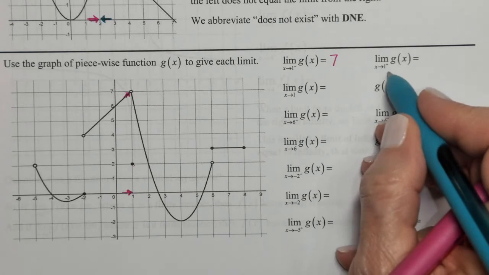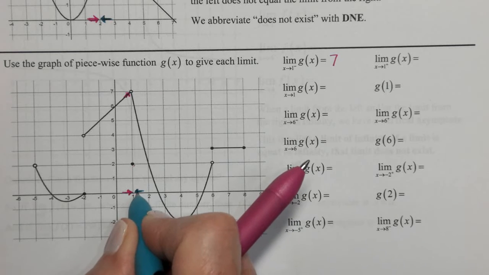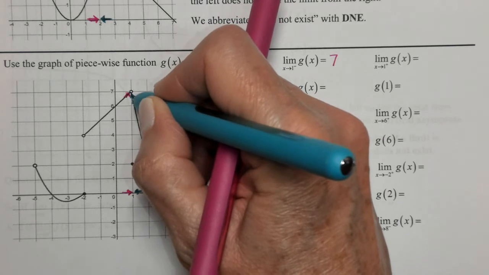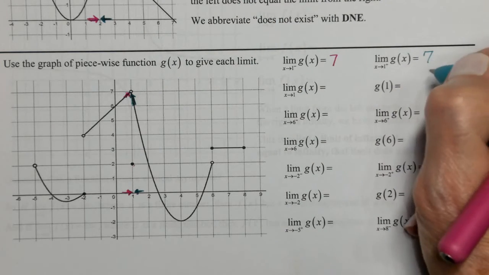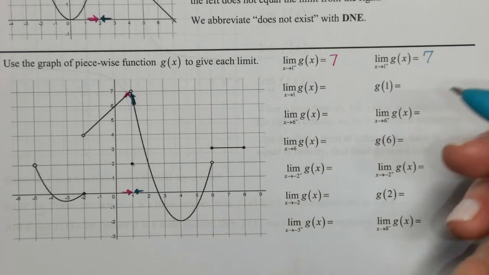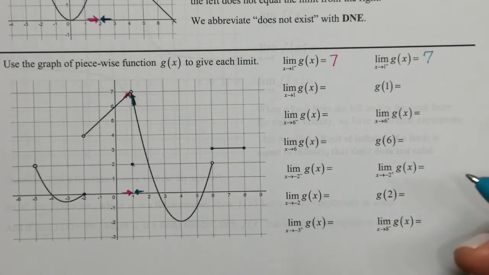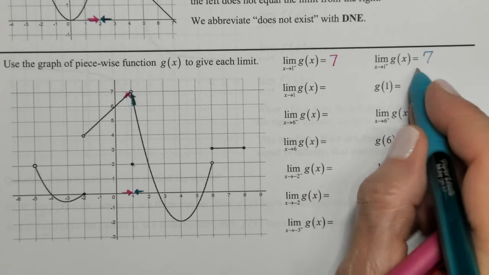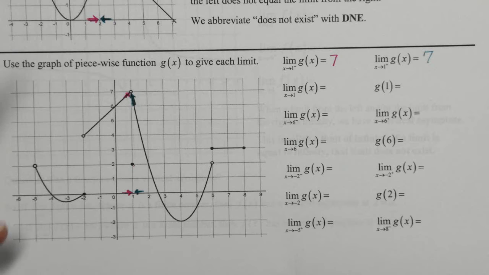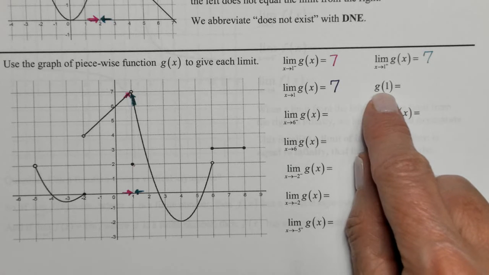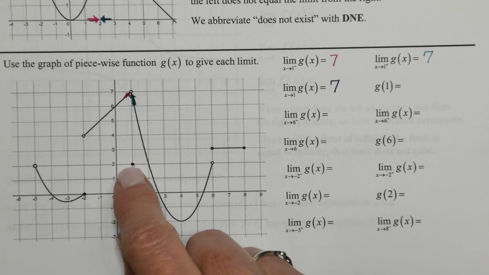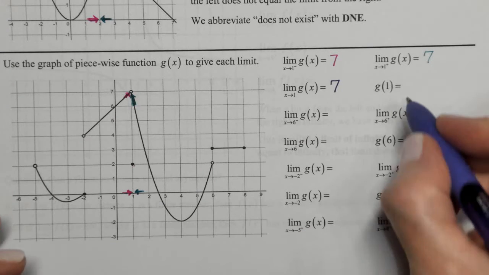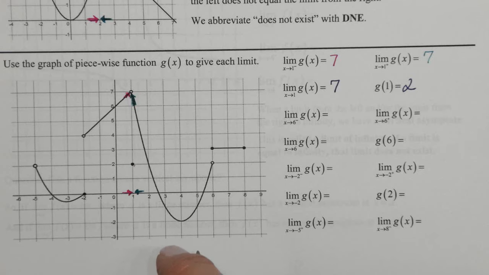Let's go to 1 from the right-hand side. From the right-hand side, the function value is still approaching 7. It thinks it's going to get to 7. It's intending to get to 7. The intended height is 7. Okay? So what is the limit as x approaches 1? Are they the same thing? Yes, then that limit is that same value. Okay? What is this asking? This is asking for the function value at 1. What actually is g of 1? G of 1 is 2. That is just 2. Okay?